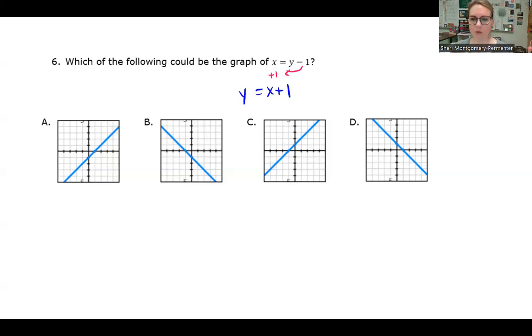If you do not change it so that it's y equals, then you're going to pick the wrong graph. So from my equation, what is my slope and what is my y-intercept? Well, what is the slope for this one? It's 1. Another way to write it is 1 over 1.